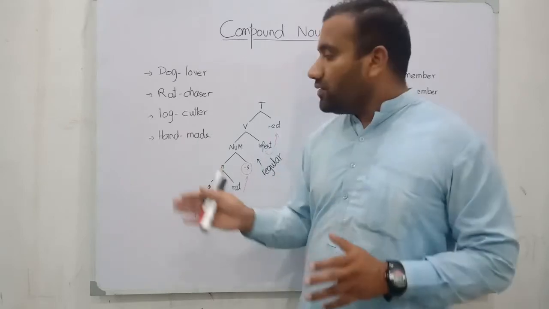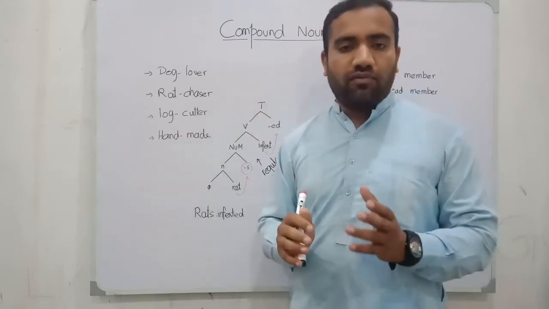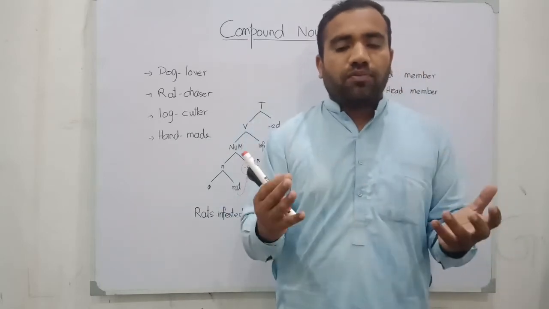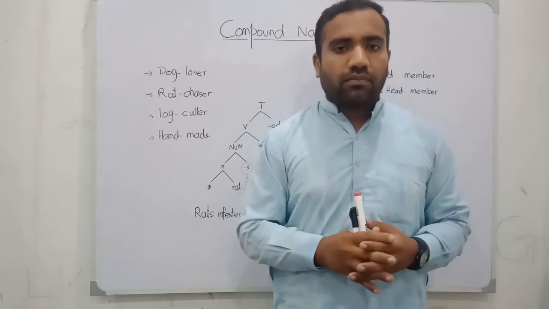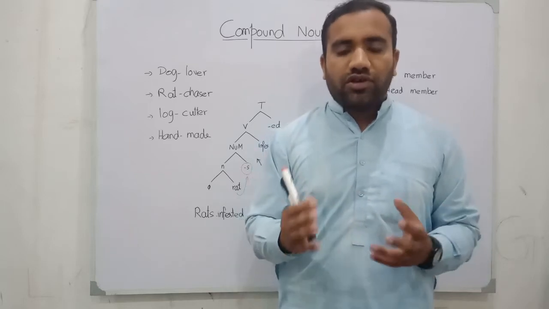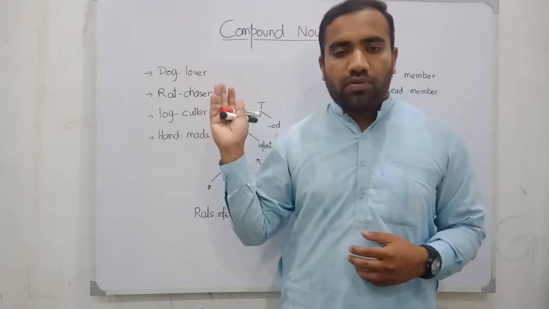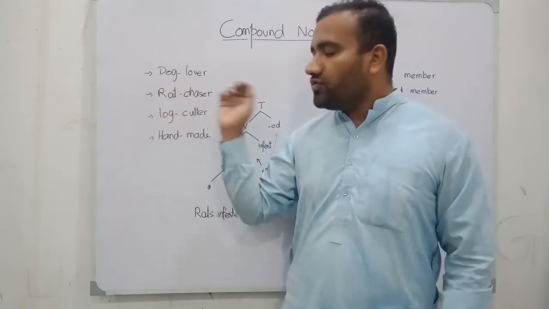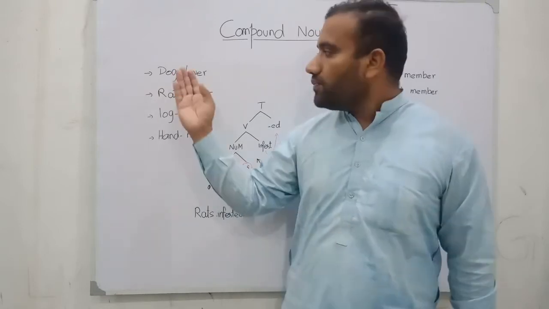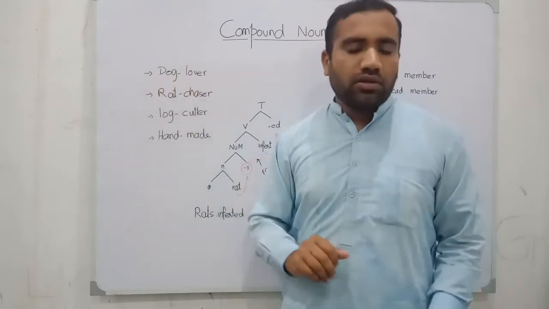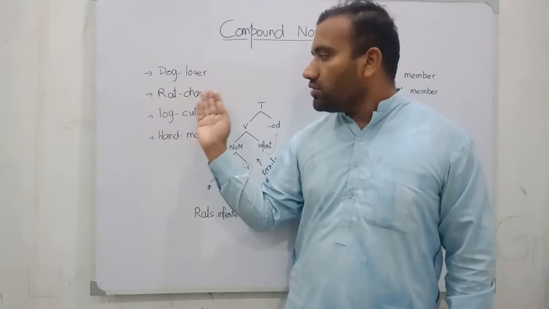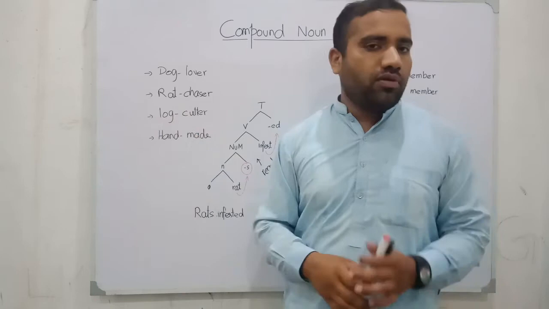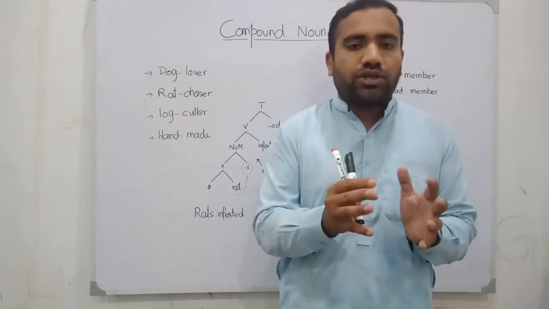And when we have these types of words, we must know how we can generate this type of word syntactically. For generating the syntax of these compound nouns, let's see what the property of dog is and what the property of lover is. What is the property of rat and what is the property of chaser? What is the property of log and what is the property of cutter? And we have two things.